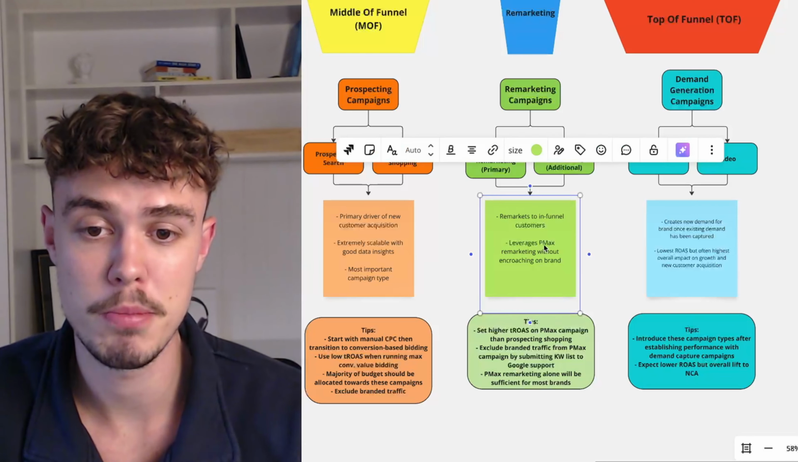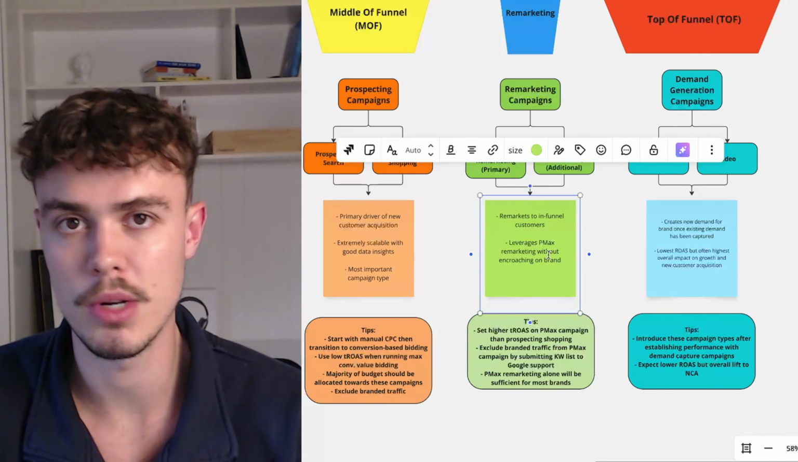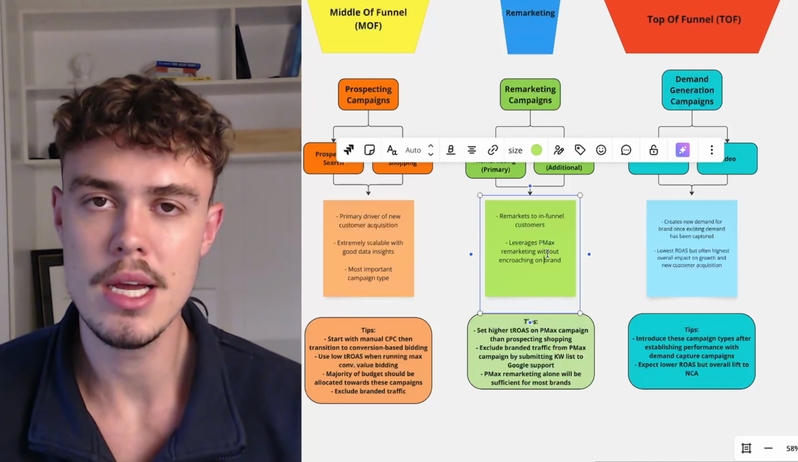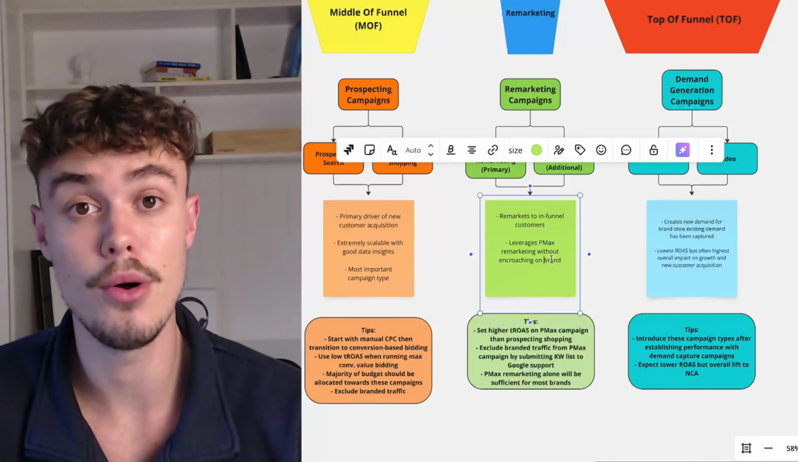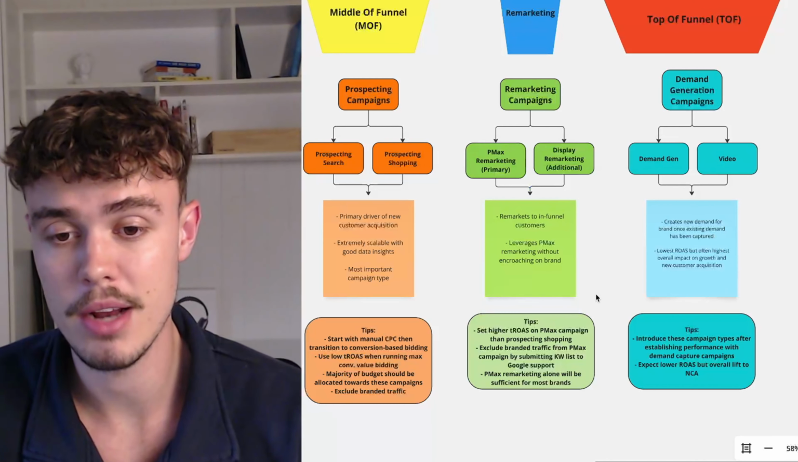This allows you to leverage PMAX remarketing without encroaching on your branded traffic, right? And that's what PMAX really likes to do. It likes to steal your branded traffic because it provides a really good ROAS. So the goal here is to run the PMAX campaign without advertising on branded traffic, right? So how do we do this?